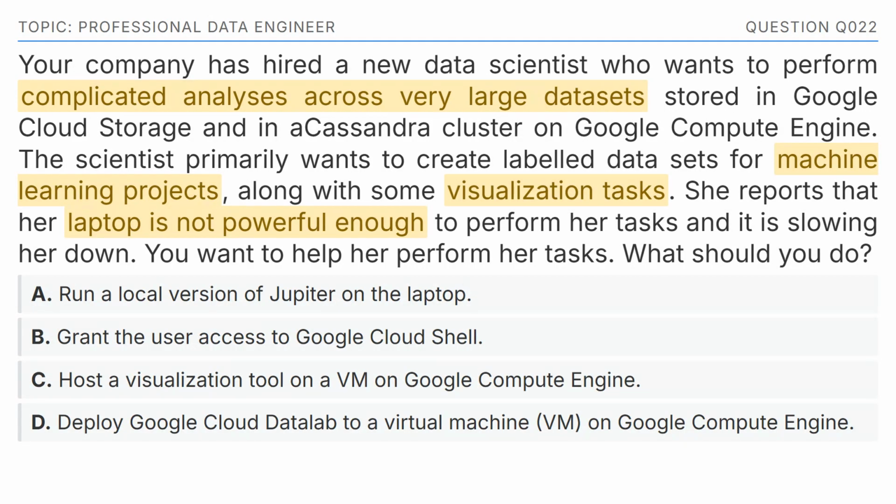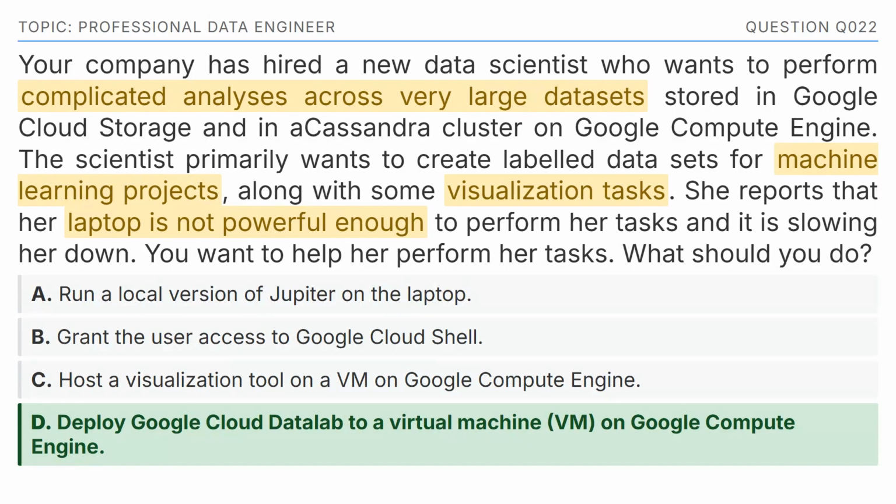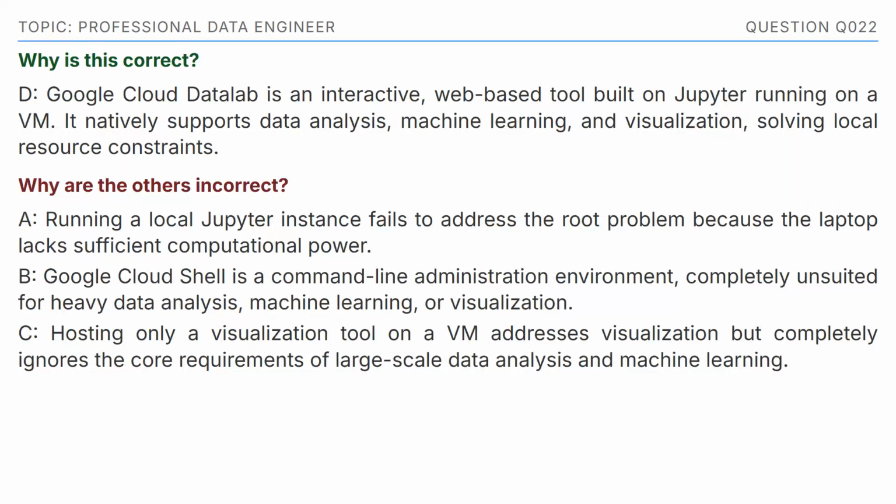To arrive at the correct answer, we focus on the keywords complicated analyses across very large datasets, machine learning projects, visualization tasks. Laptop is not powerful enough. The correct answer is option D, deploy Google Cloud Datalab to a virtual machine, VM, on Google Compute Engine. Why is this correct? D. Google Cloud Datalab is an interactive, web-based tool built on Jupyter running on a VM. It natively supports data analysis, machine learning, and visualization, solving local resource constraints.